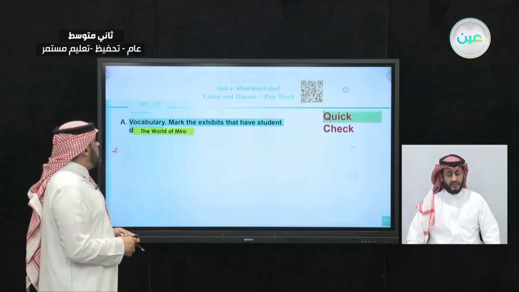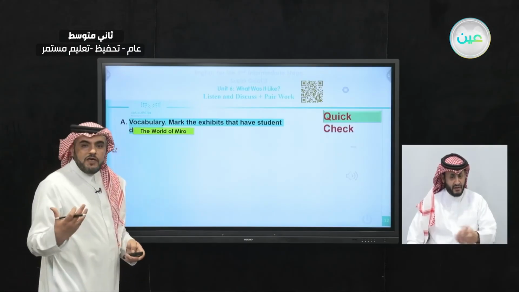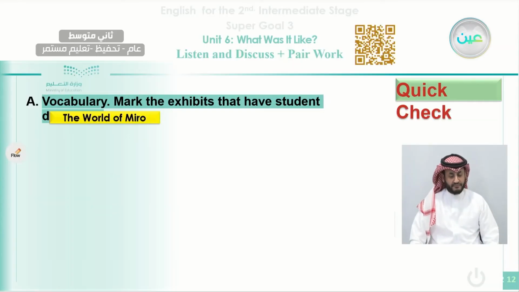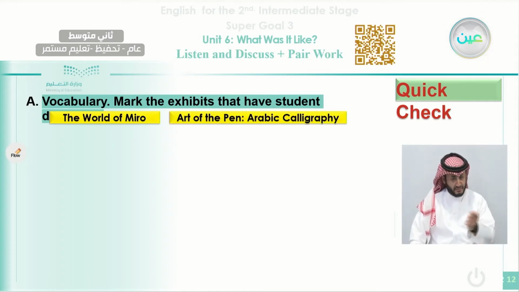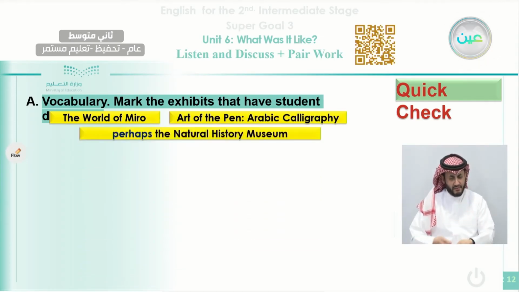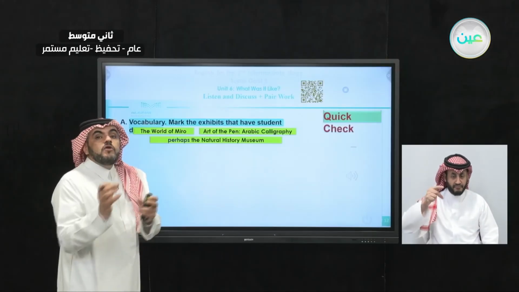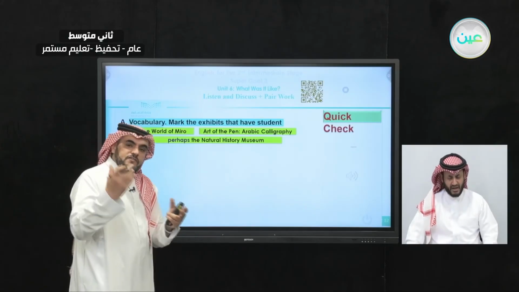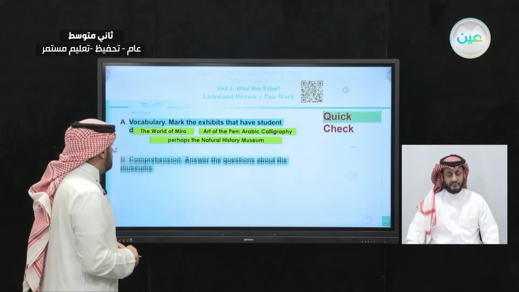Like the first one here, the World of Miro, the art exhibition that offers some discounts. Also, Art of the Pen, Arabic calligraphy, offers discounts for the students. And perhaps the Natural History Museum. It was not mentioned exactly if they offer a special discount. They specified some time for students when they said 11 a.m., but they did not tell exactly if they offer a discount for students or not.